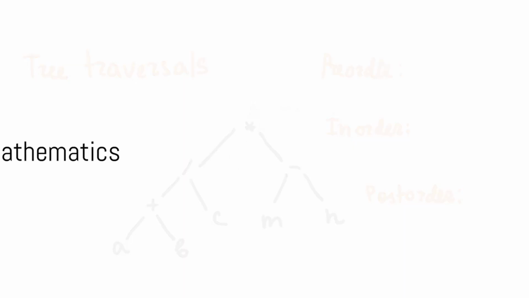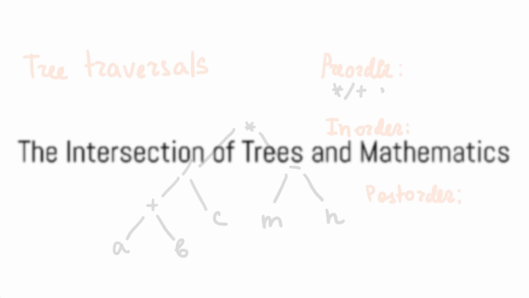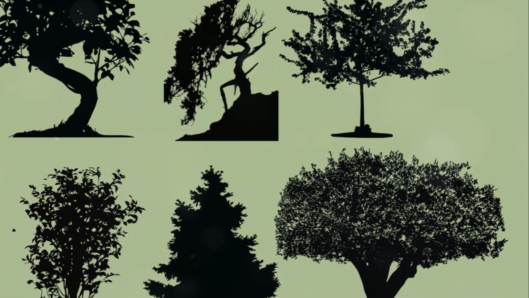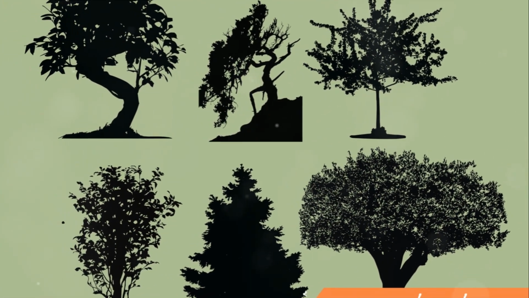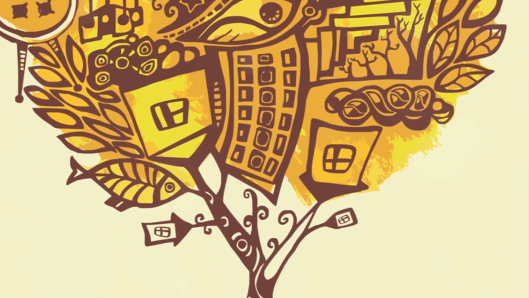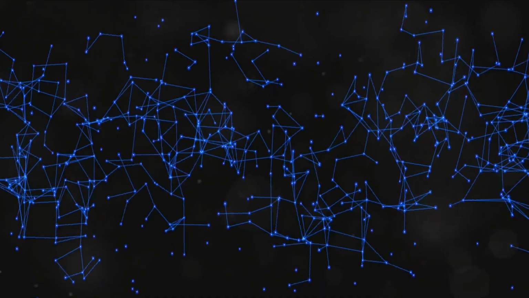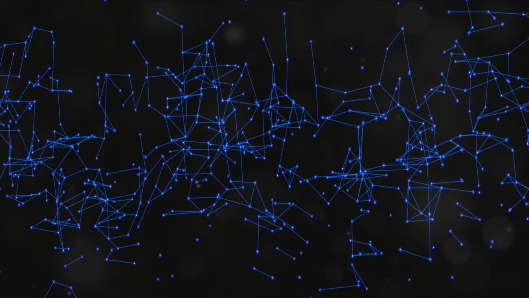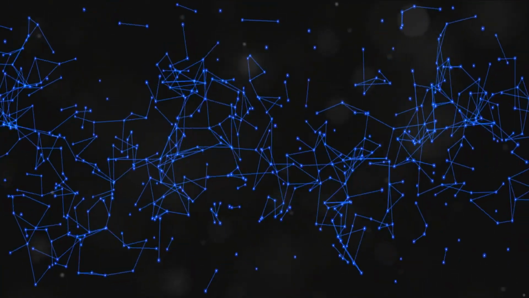Ever pondered how trees and mathematics intersect? It's not about counting leaves or branches, but about a concept called trees in mathematics. This intriguing connection between trees and mathematics might seem unusual at first glance. One might think, what do trees and numbers possibly have in common? The answer lies in the concept of trees in mathematics.